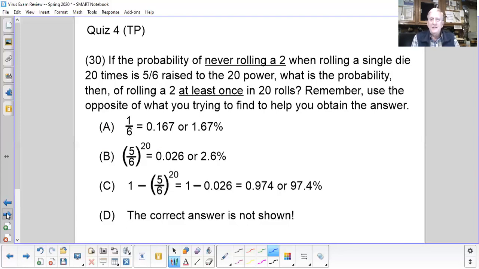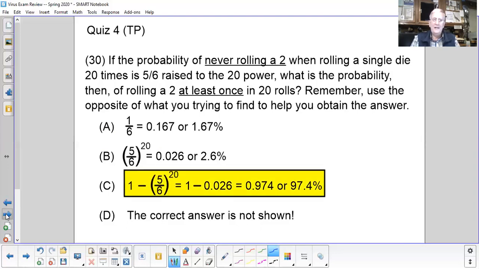So there's a 97.4% chance, or written as a decimal, it's 0.974. So the correct answer is C.